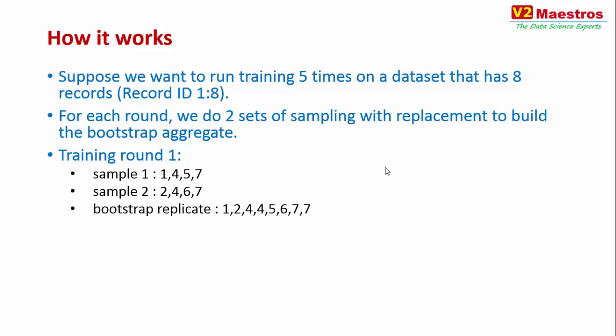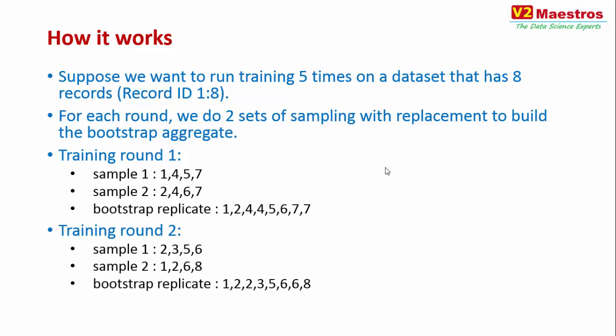and this forms your data set for training round 1. Now you go and do training round 2 and repeat the same process, in which you might get another 2 sets of values. You again form the bootstrap replicate. Some values might be repeated, like the values 2 and 6, and then you build the model again. So you repeat like this for building 5 different models, and whenever you want to predict, you pass the data through these 5 different models, and then you take a vote on which result occurs the maximum number of times.